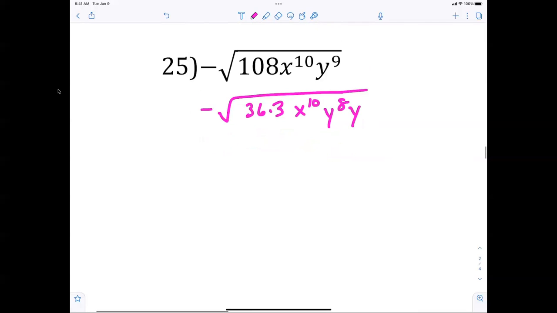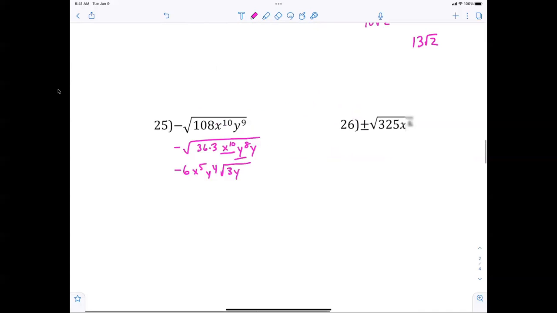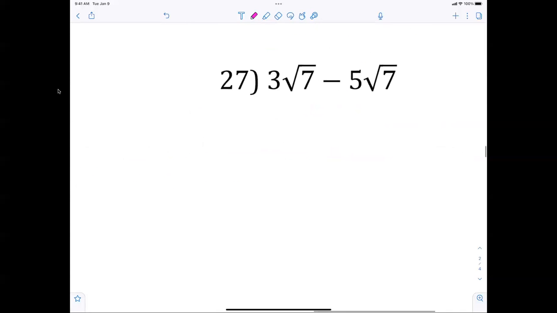From there, what's the square root of 36? Square root of x to the 10th. And then y to the 8th. And then you are left behind with the 3y. Again, nothing difficult. Hopefully in your head, you remember 108 is 36 times 3. That's a common problem. And now, of course, 27 is not so bad. 2 radical 7. Please flip the page.